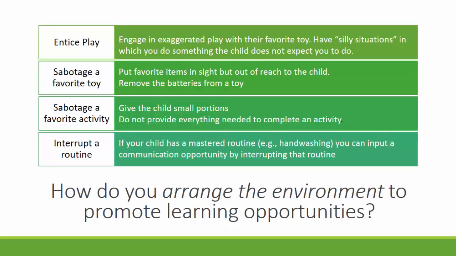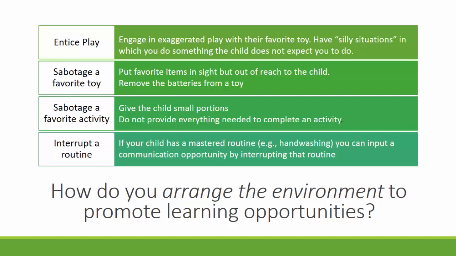Environmental arrangement is a crucial component to a natural-based intervention because it focuses on following your child's lead and providing the most natural reinforcement as possible. Environmental arrangement involves purposely planning and arranging the placement of objects in a room in order to increase desired behaviors and decrease the likelihood of undesired behaviors. Ways to arrange the environment include enticing play, sabotaging a favorite toy, sabotaging a favorite activity, or interrupting a routine.